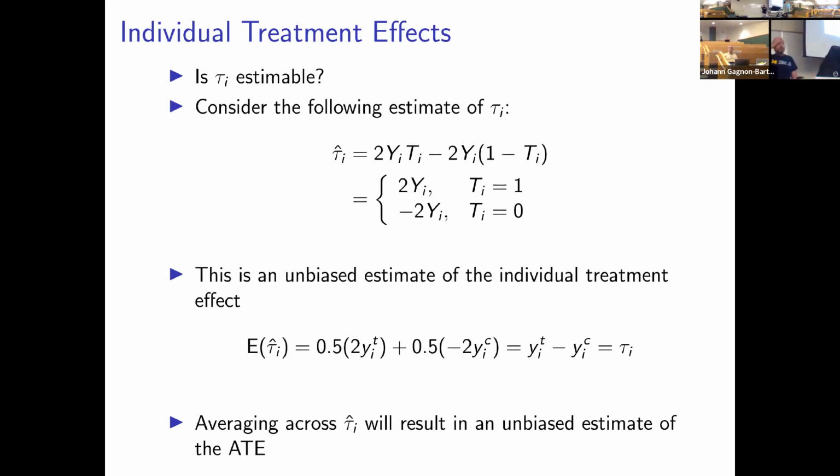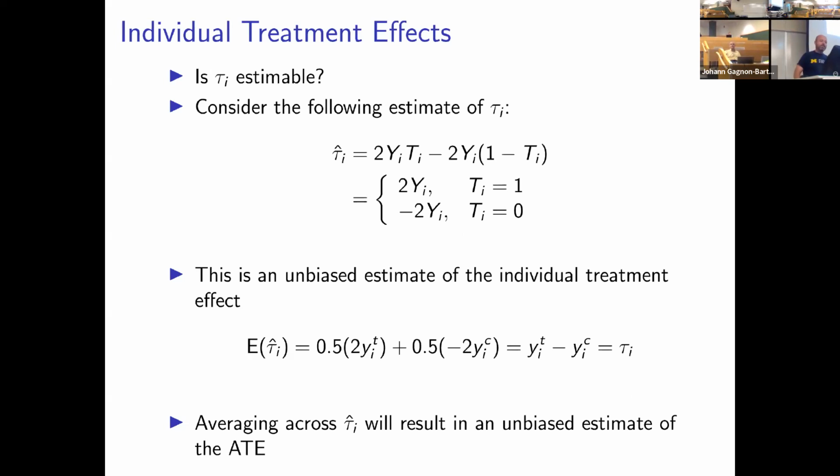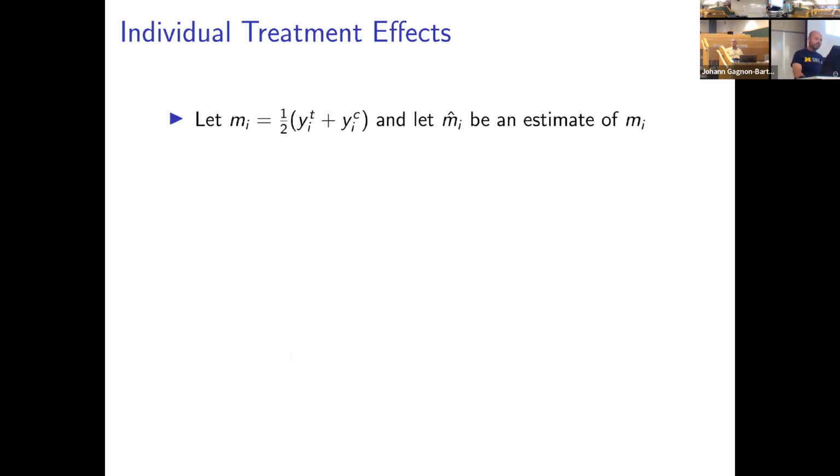If you average across all of these, that will give you an unbiased estimate of the average treatment effect. But as we've all agreed, this is not the most useful estimator. So can we make it useful? What I'm going to do now is define this quantity M, which is just the mean of the 2 potential outcomes, the treatment and the control potential outcome. And we're going to let M_i hat be an estimate of M_i. For the moment, don't worry about where this comes from. It's just notation: M_i hat is an estimate of M_i.